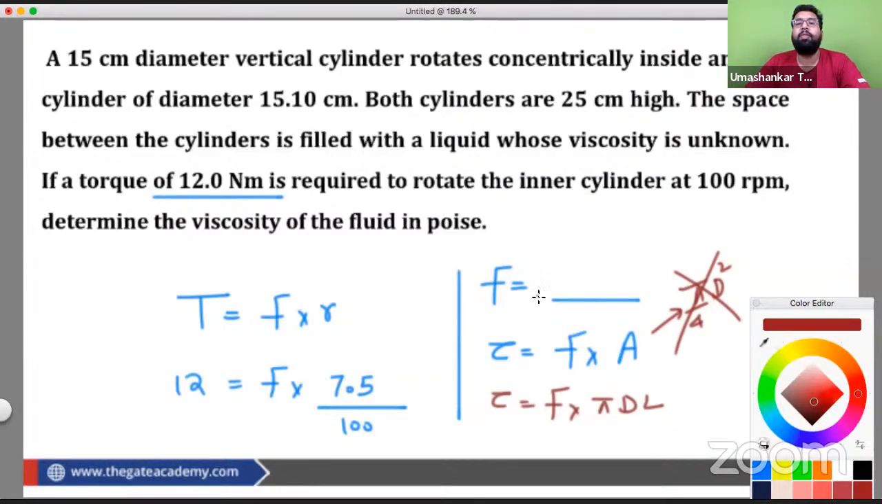So we can find the force from here. We can use this pi d L thing. So the force you can put here as pi into d into L, because F by A is what? Stress is F by A.